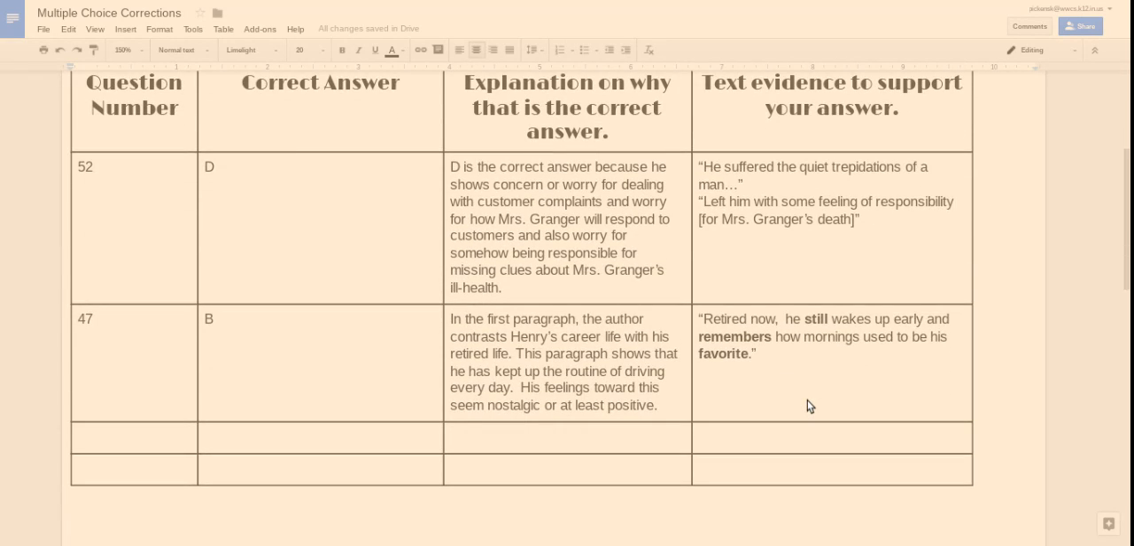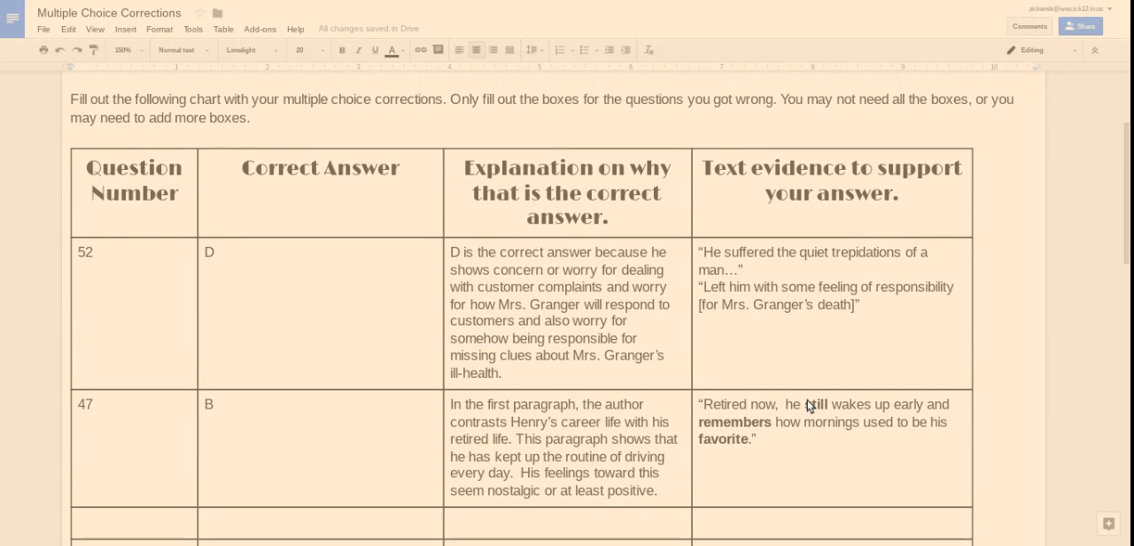And I'm going to have us work with a passage about a pharmacist who's retired, and it talks about him and his retirement. So we're just using this as a sample passage to show you how this chart works. And every question is going to be different that you do this with, but I'm going to give you two examples that hopefully help you with this kind of assignment.